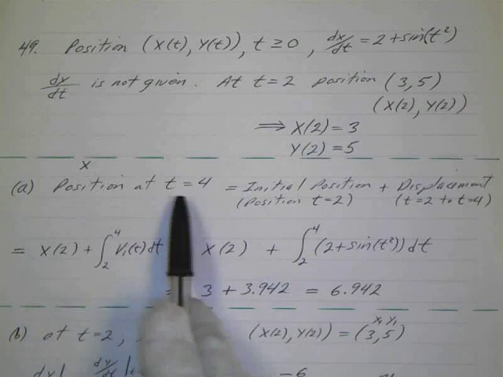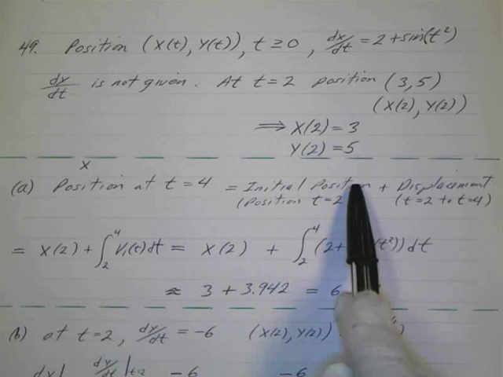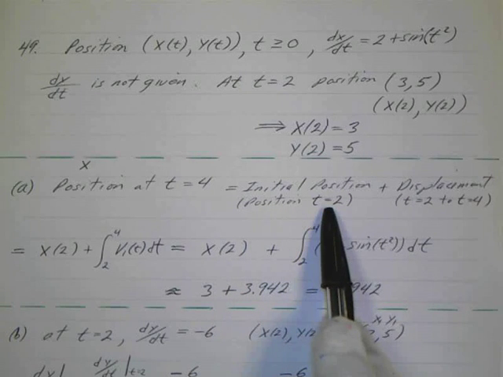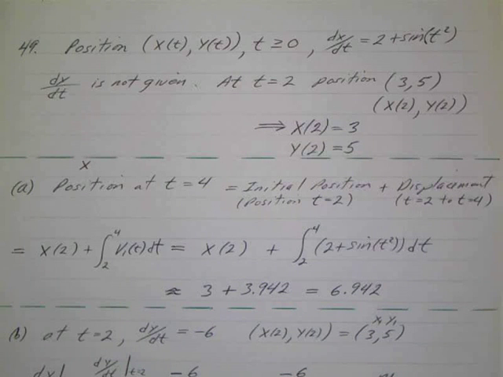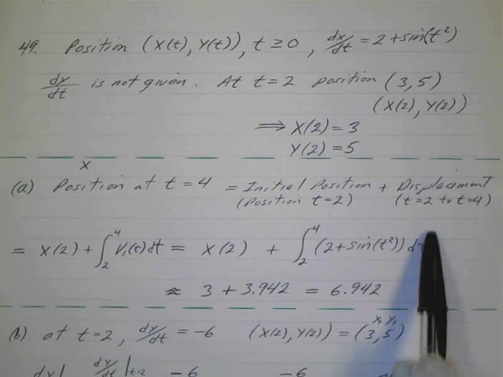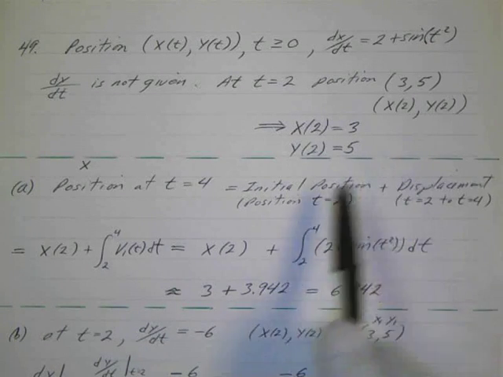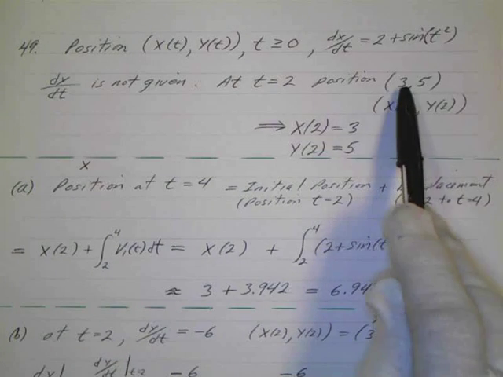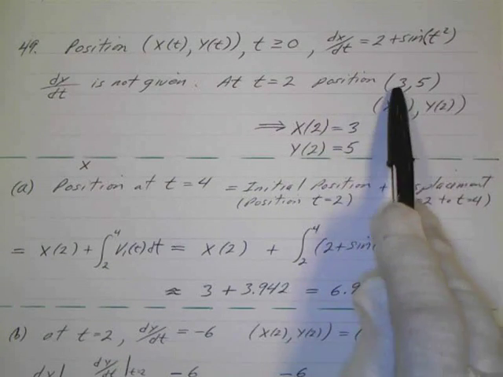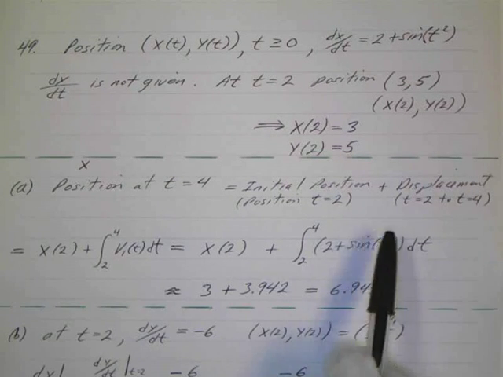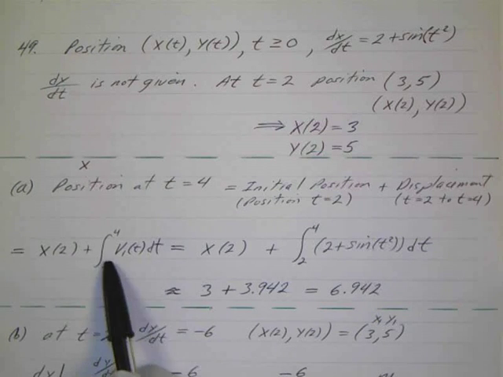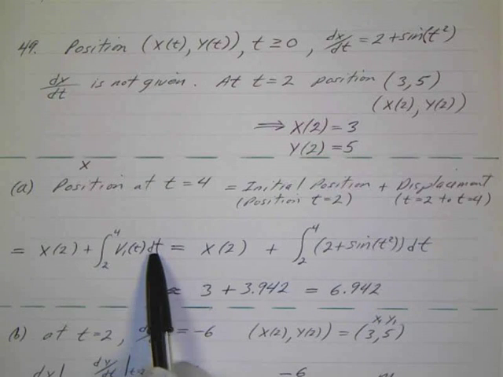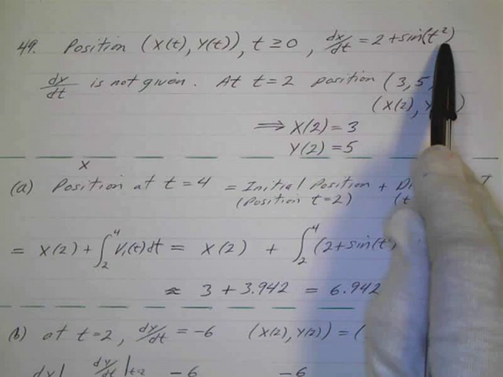All right, so the position at t equals 4 is going to be equal to the initial position, that's the position at t equals 2, plus the displacement from 2 to 4. And we've done this before using just particle motion. My position at 2, I know the position is (3, 5) at t equals 2, so x of 2 equals 3, y of 2 equals 5. So I know x of 2 is 3, and then I have to find the displacement from 2 to 4 of v1 of t, and I do have the v1, that's this guy here.